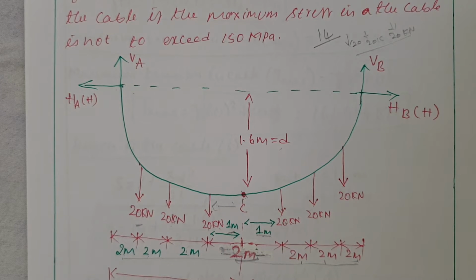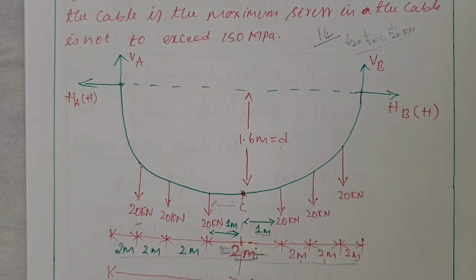Here also you have to find out the maximum and minimum tension in the cable. In addition to that, you can find out the length of the cable by knowing that. In addition to that, you can even find out the area of the cable. So the first step will remain the same.